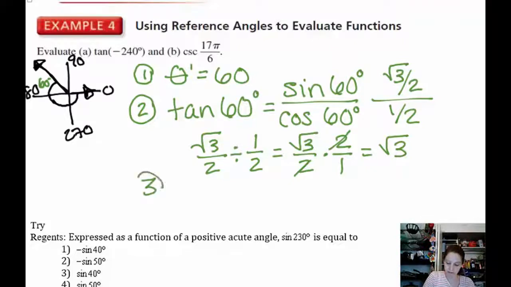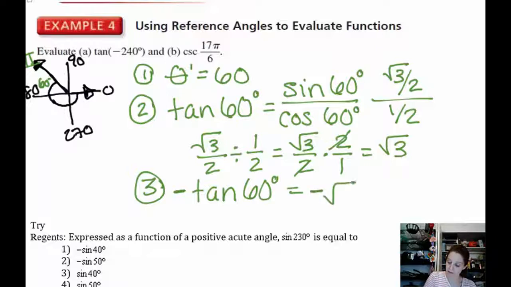And then number 3, determine the sign of the trigonometric function value from the quadrant in which theta lies. So in quadrant 2, tangent is negative. So we really need to find negative tangent of 60 degrees. And well, we just found the tangent of 60 degrees, so we'll make it negative. And the answer here is negative square root of 3.